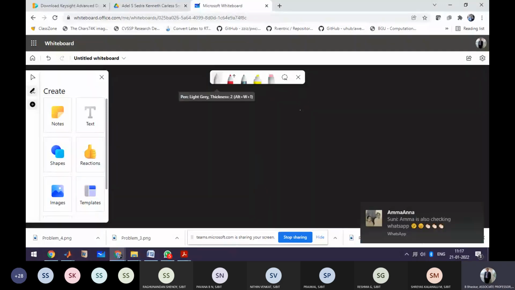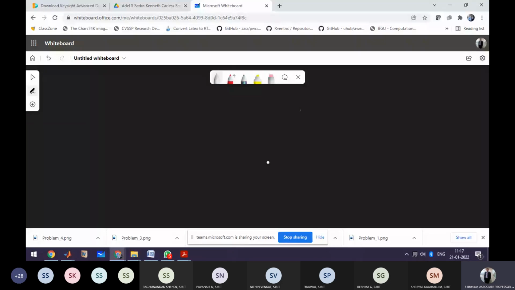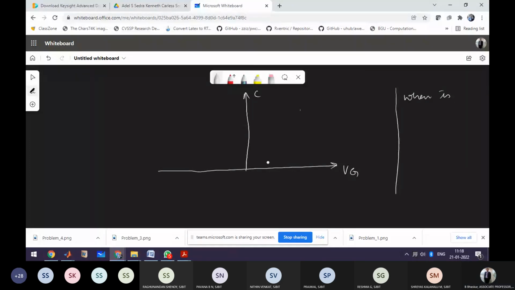So let us use this graph. What is this graph of VGS or VG versus C? So right now we're saying when VG is negative, what will happen? Yes, we say that the MOSFET is in the accumulation process.